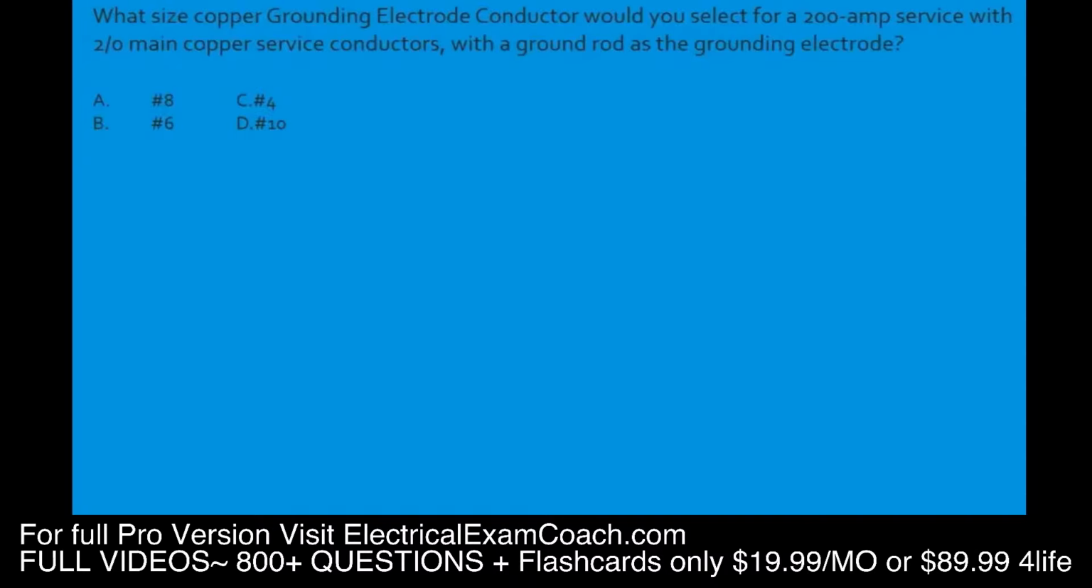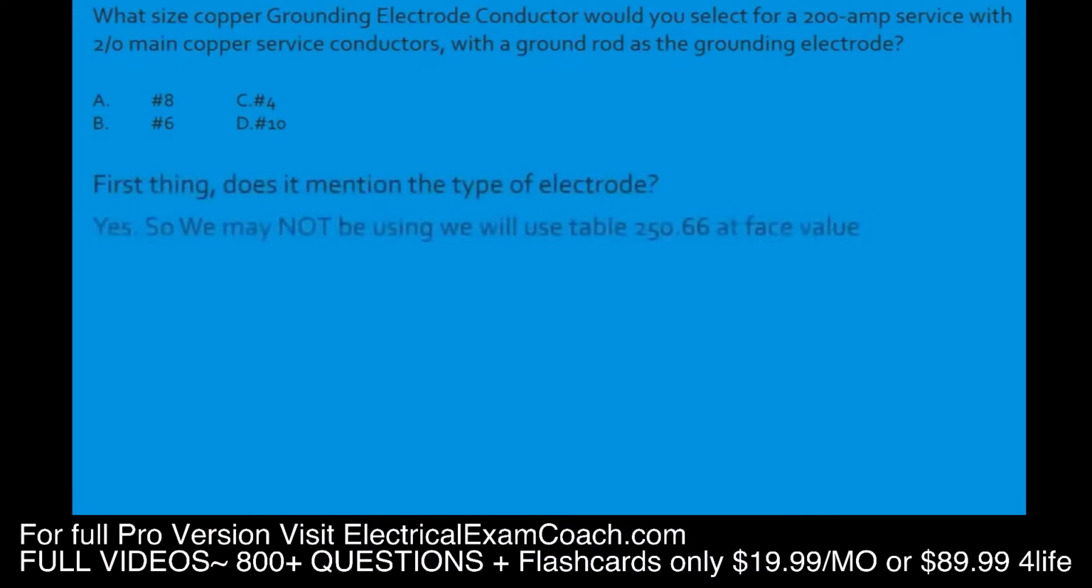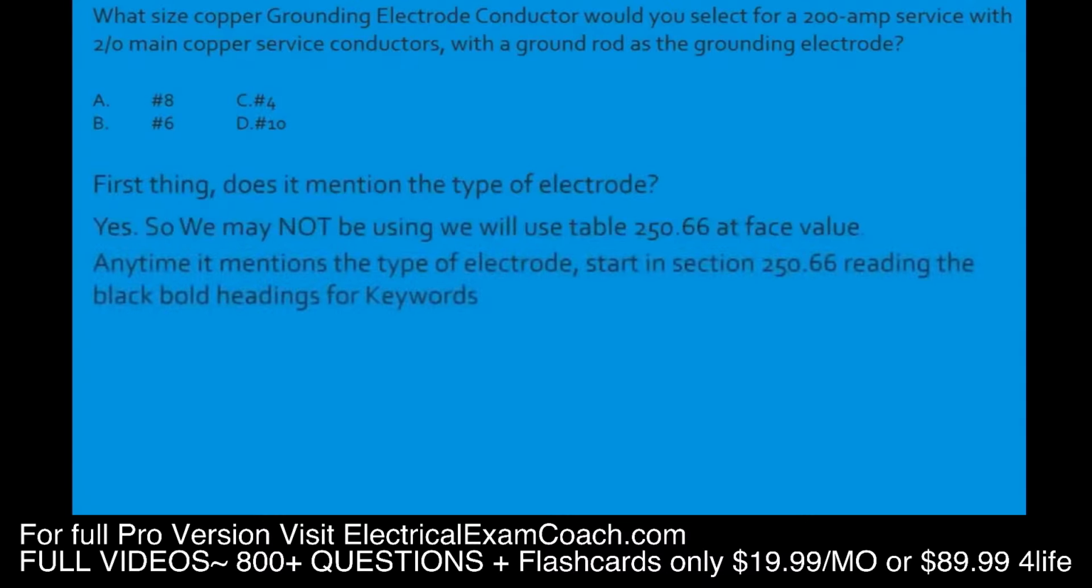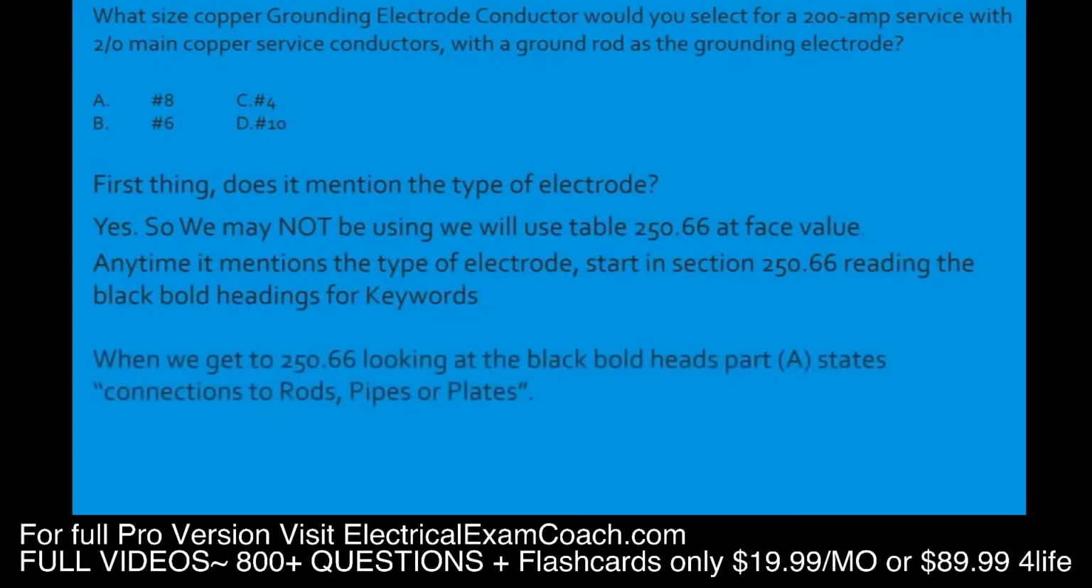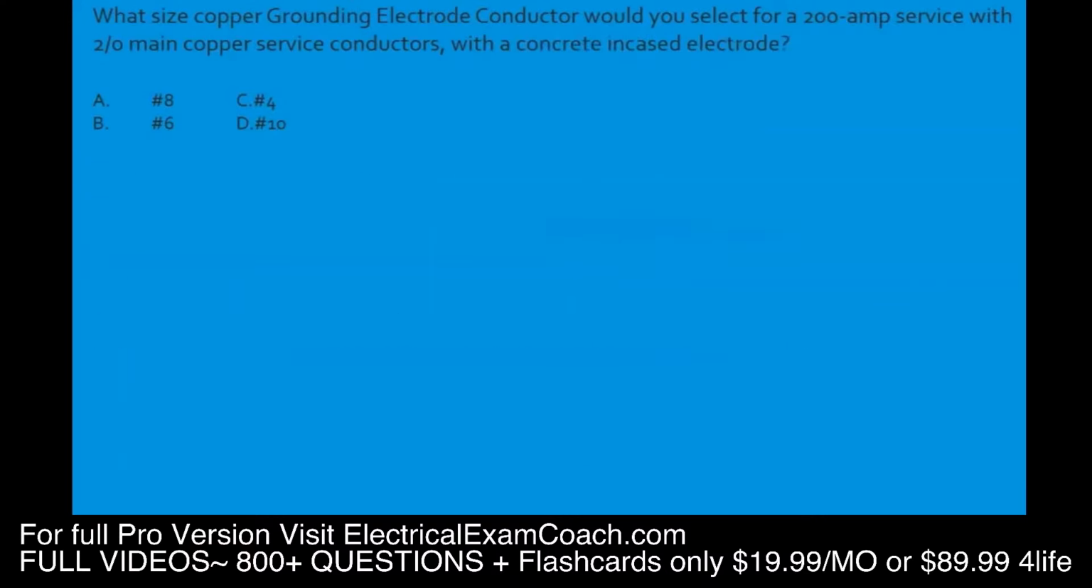What size copper grounding electrode conductor would you select for a 200 amp service with 2/0 main copper service conductors with a ground rod as the grounding electrode? First thing, does it mention our type of electrode? It does, so we may not be using Table 250.66 at face value. Let's head back to 250.66, reading the black bold heading using our keywords. We've already done our highlighting, so we're going to find that part A states rods, pipes, or plates. Now looking down to our other highlighted mark, at the bottom of the paragraph, we find that it's not required to be larger than a number 6. Great job.